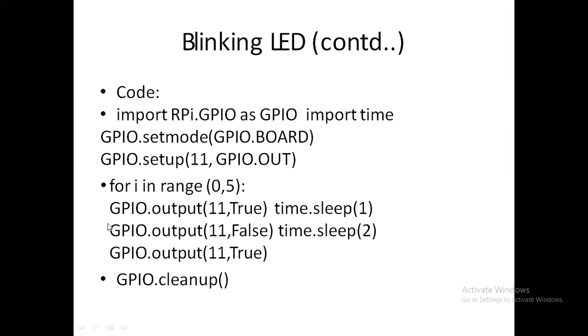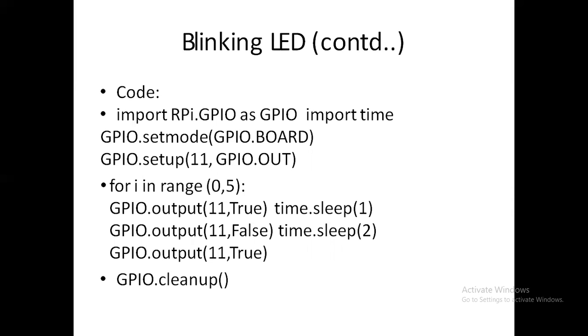Now you want to import GPIO. What is this GPIO? General purpose input output. It is a predefined library file. We just have to import that library file and then use it for our requirement. So: import RPi.GPIO as GPIO, and import time. Then GPIO.setmode, first we are going to set it with the board, and GPIO.setup with the pin.